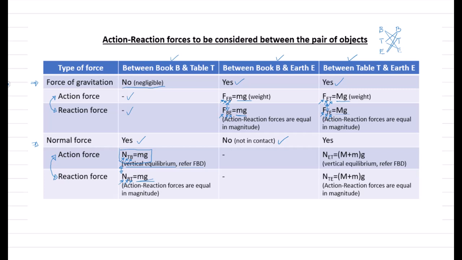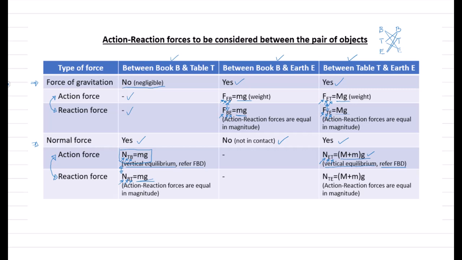So how about the last pair? Between the table and Earth, do we have the normal force? The answer should be yes, because they are in contact with each other. So let's see what those forces are. The normal force by Earth on the table, I've written it as (m plus M)g. This is because of the condition of vertical equilibrium. As soon as we draw the free body diagram for the table and see the equation for the vertical equilibrium, we will come to the conclusion that NET will be equal to (m plus M) times g.